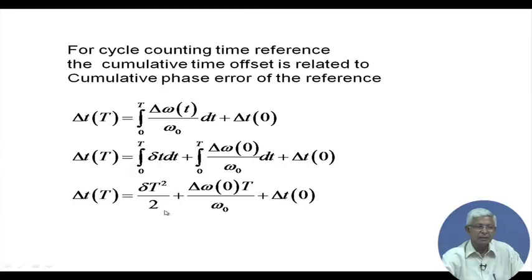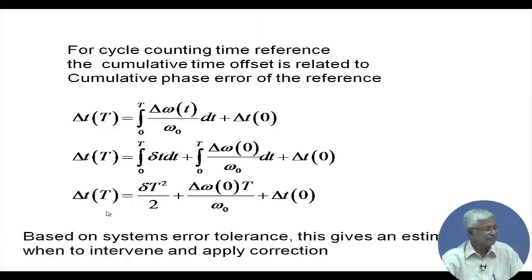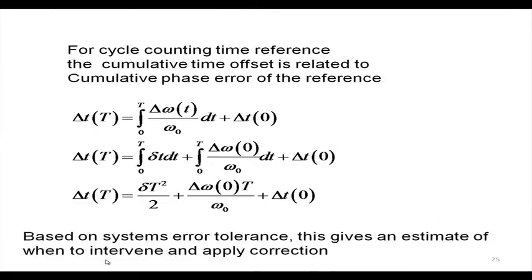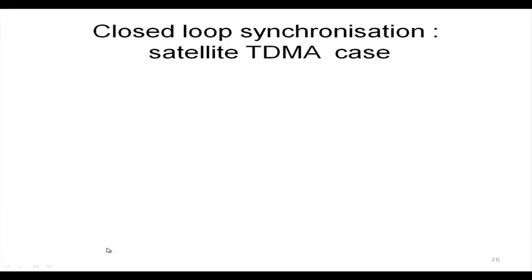So, a designer or an operator has to know how long this will go on accumulating, how much error it can tolerate, after that he will apply the correction. So, that is how long he will wait for applying the correction, that is what is the delta t. So, based on the system error tolerance, this gives an estimate of when to intervene and apply a correction. Correction should not be applied very frequently, that is the cost of that. Now, that is about open loop synchronization.